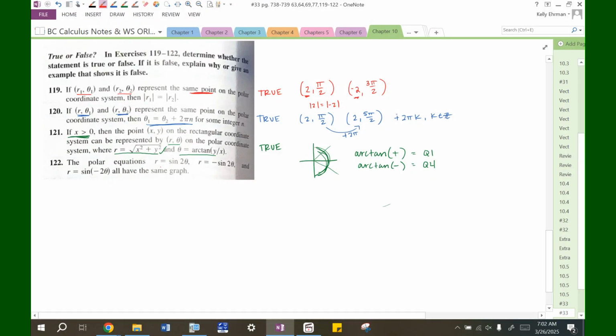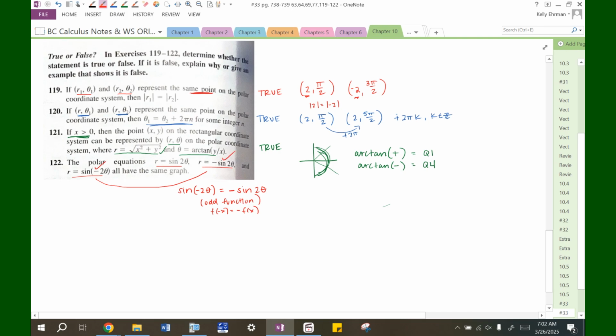Last one, the polar equations for this and this and this all have the same graph. So I can answer this one without graphing. We have an identity, they're called the even and odd identities, where if you have a negative inside of a sine function, that's the same as negative sine of that angle. And that's because sine is an odd function. So we were using function behavior. f of negative x for an odd function is negative f of x. So these two are definitely the same.